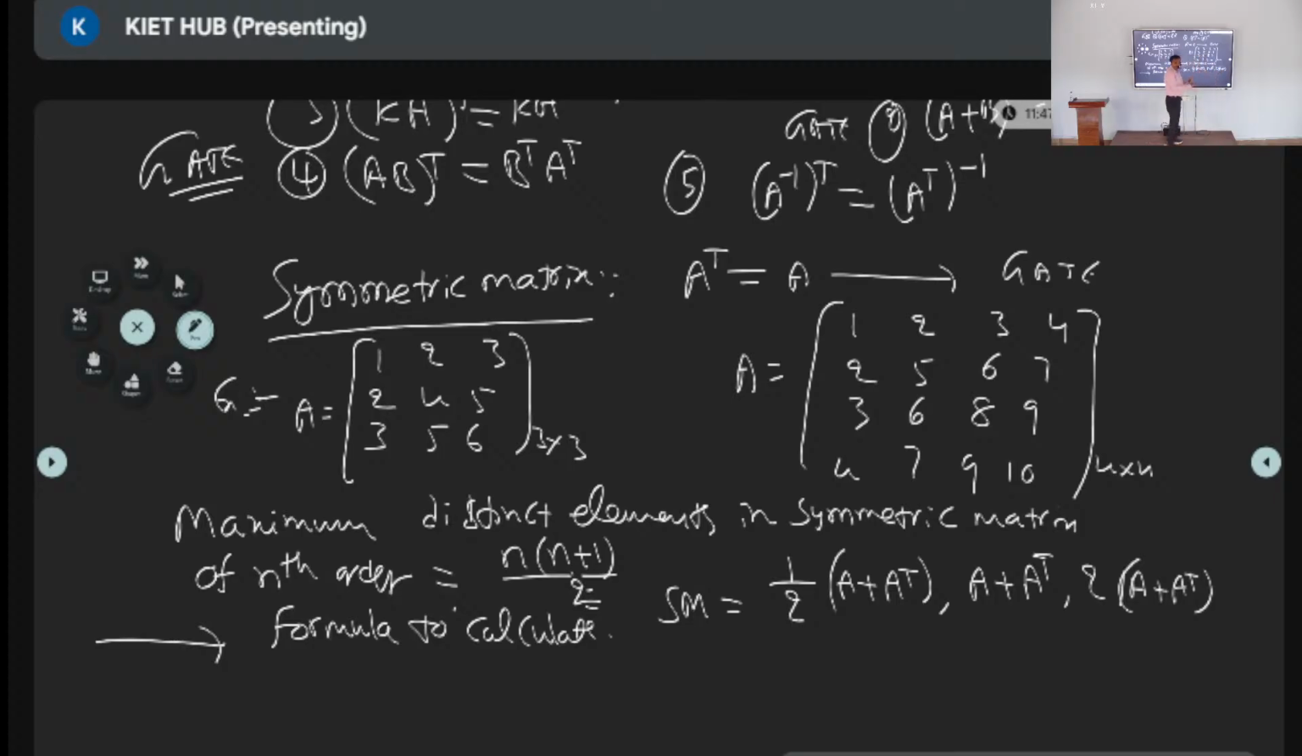Observe, these are all symmetric matrices only. How many of you have studied these matrices in your BTech? How to calculate the symmetric matrix? Half into A plus A transpose. For any given matrix, how to calculate the symmetric matrix? Half into A plus A transpose. This is a previous GATE question. A plus A transpose.